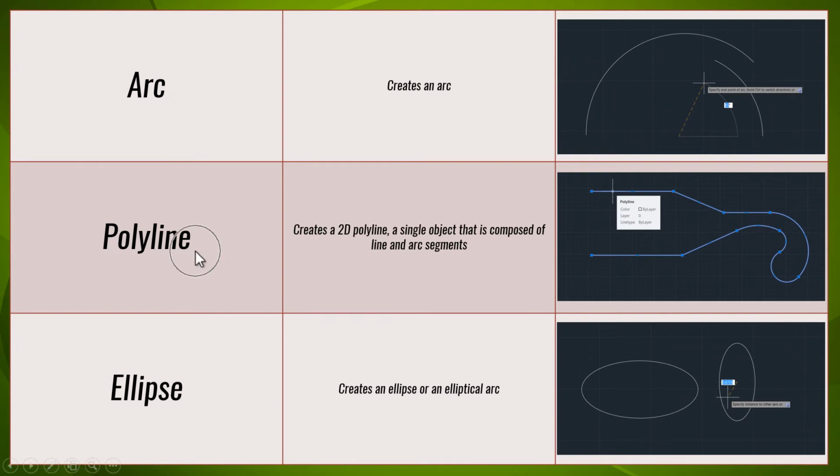The next one is polyline. Polyline creates a 2D single object which is composed of lines and arc segments. And the last one is ellipse. Ellipse commands help you to create an ellipse or an elliptical arc. Now let's see these commands in the software.